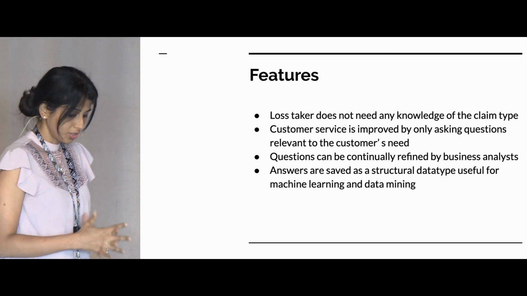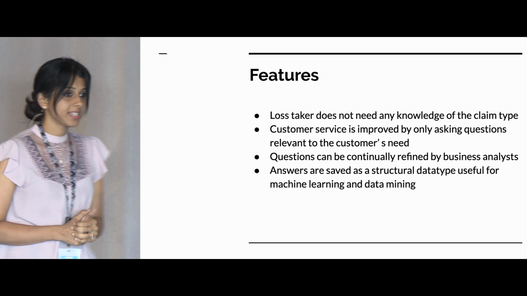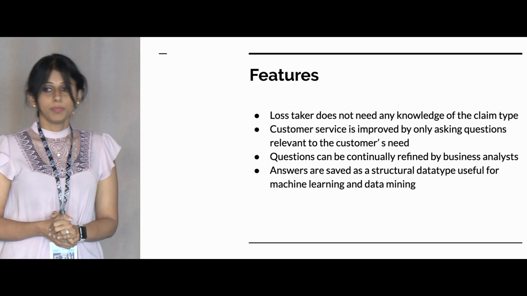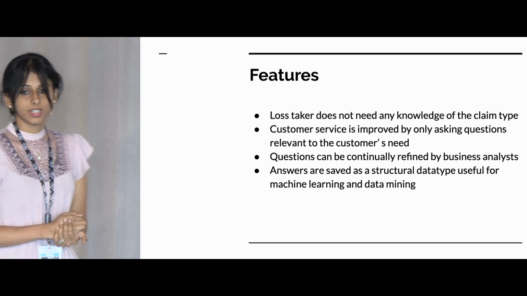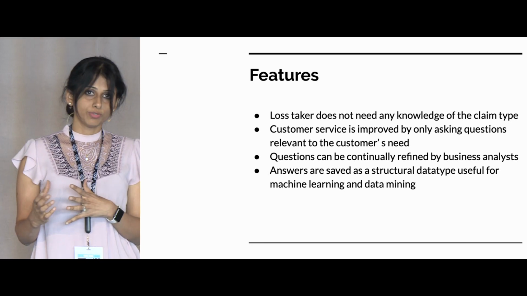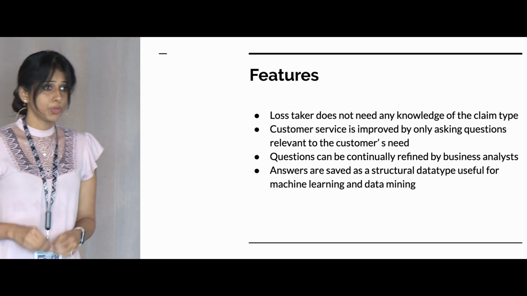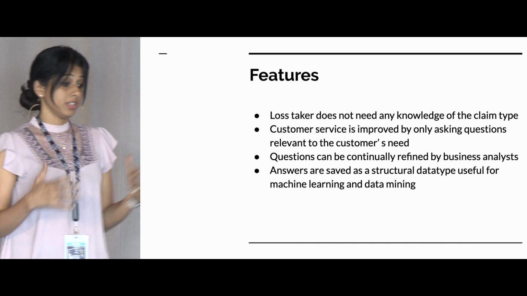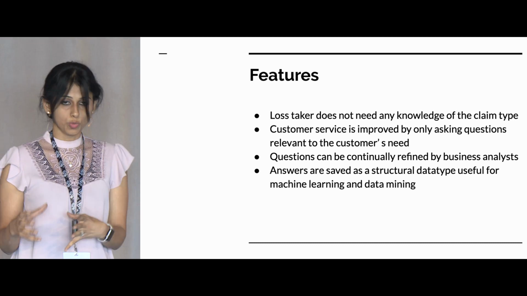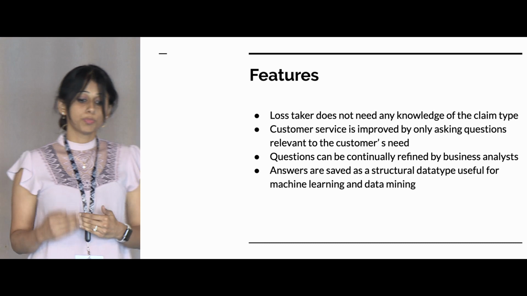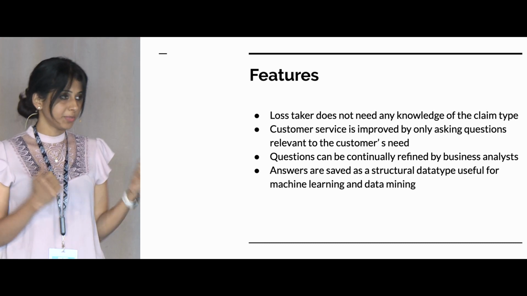So this person is on the call. Probably we are taking a first notice of loss. Like Corinna said, we don't want to ask them any irrelevant questions because customer service is everything today in this digital world. So another aspect of it is the loss taker who is taking the call doesn't have to have any context of, hey, this is an auto claim, this is a home claim, I need to ask auto questions or home questions. The intelligence is provided by the DMN, orchestrated by BPMN, and rendered by UI.